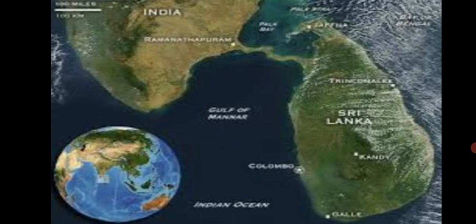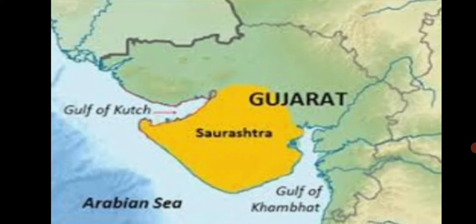Other than the strait, another water body that we are familiar with is a gulf. The Gulf of Kutch is here. The Gulf of Kutch is an inlet of the Arabian Sea along the west coast of India in the state of Gujarat.